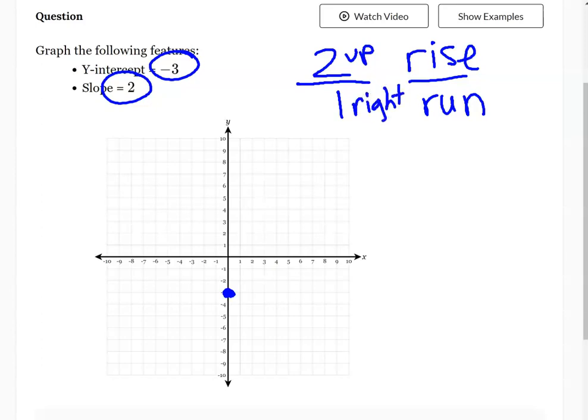So again, with your mouse, you're going to click one time here, one time at -3, and then 2 up and 1 to the right.